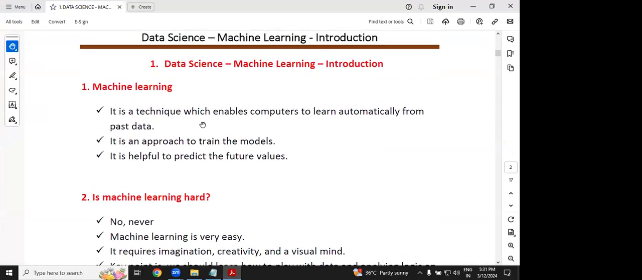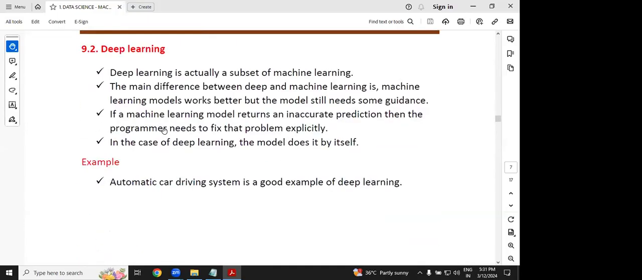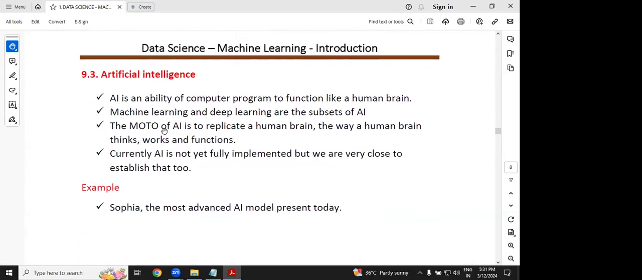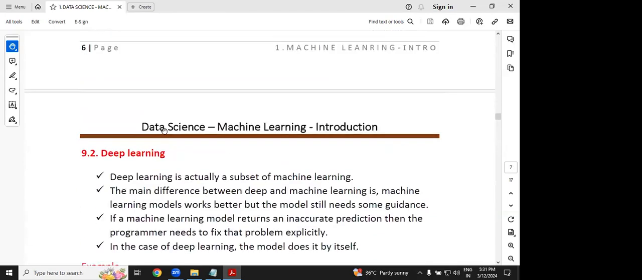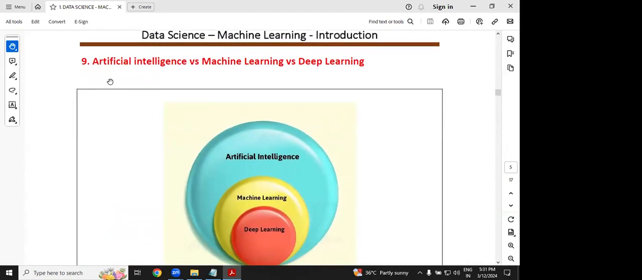It is a technique which enables computers to learn automatically from past data. Generally, the ML algorithm will learn automatically from the data. I just need to give a small revision. From here onwards, I need to continue, right? But let me give a small revision. Currently, we have paused the topic, which is the difference between AI, ML, and DL.